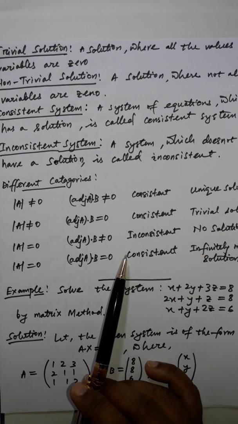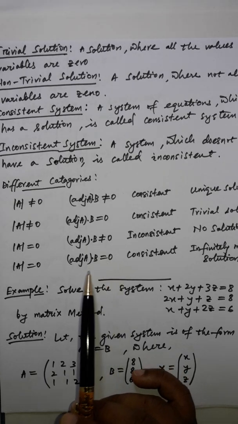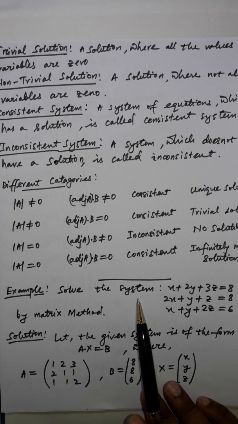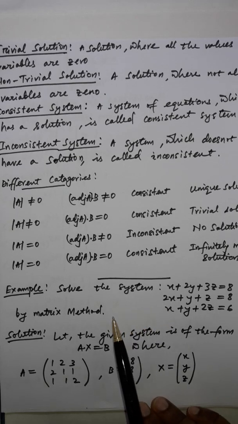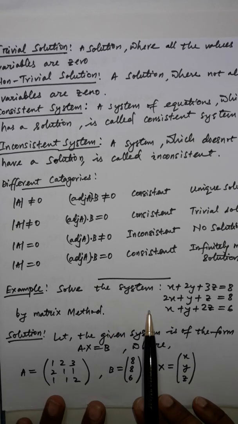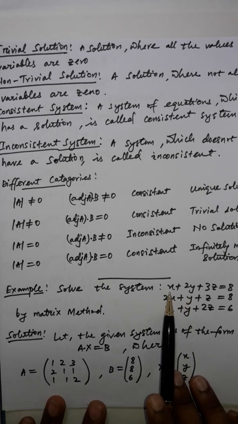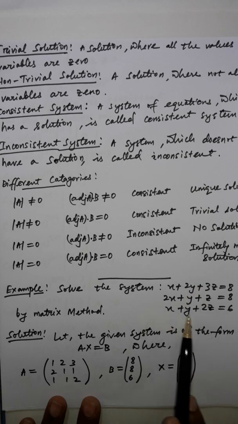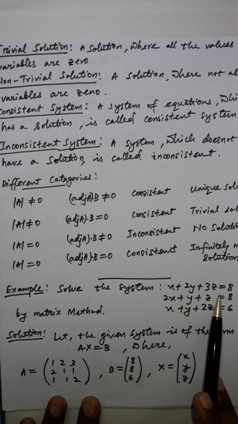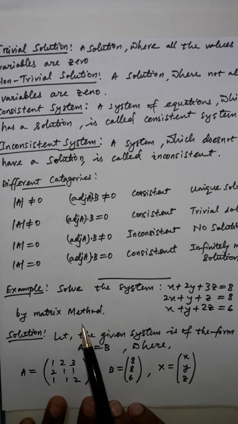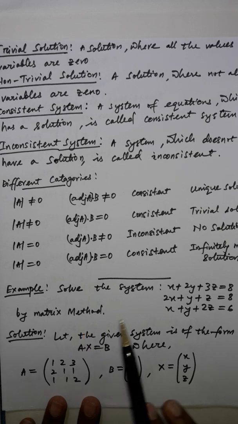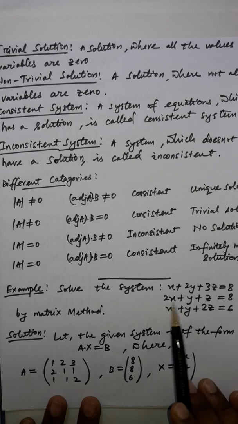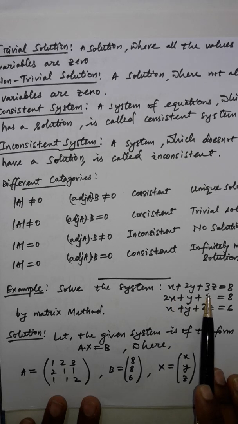Okay friends, now let us move on to the example where we will solve one system of equations by matrix method. So the problem I have taken is to solve a system of 3 linear equations containing 3 variables x, y, z by matrix method. Now before taking the equations for my calculations, first of all I have to check whether the variables are arranged in the proper sequence or not.